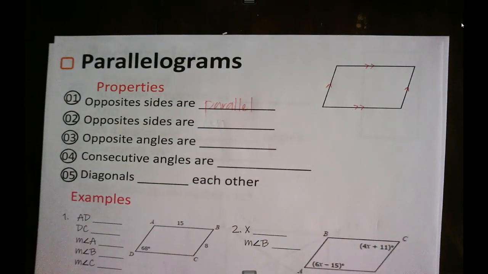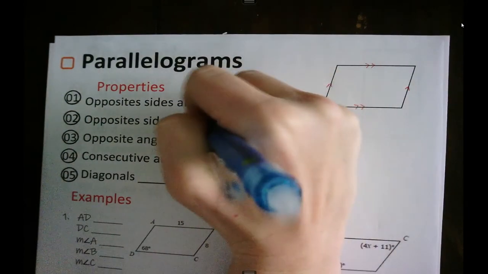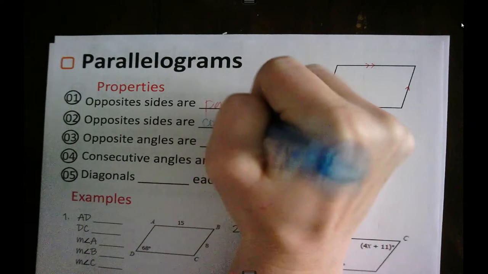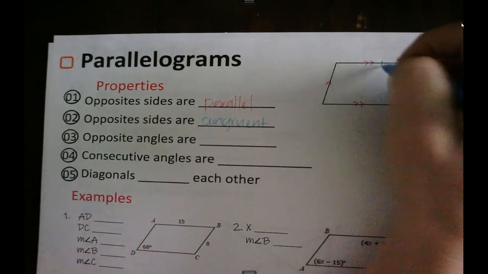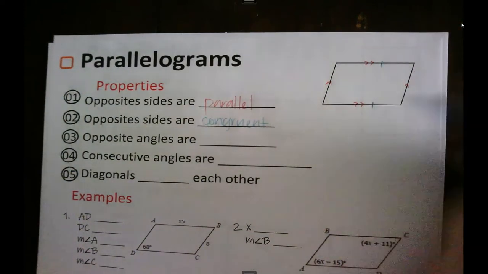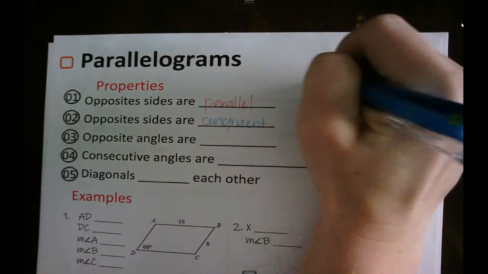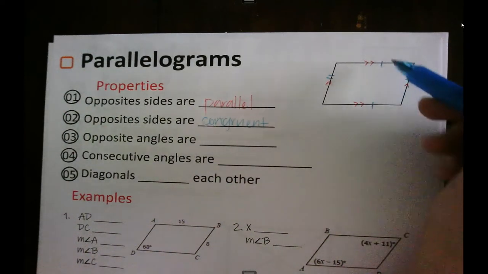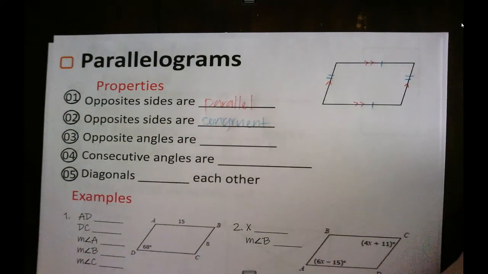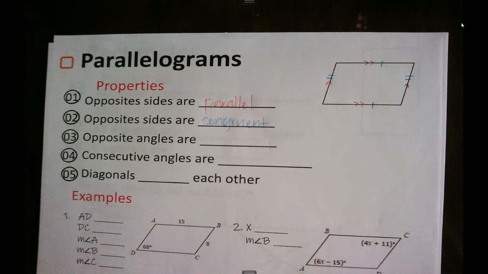congruent, meaning that they're the same size, right? So what does that mean? That means that this side is the same length as this side. This side is the same length as this side. So if this top was 10, this bottom would be 10, right? That's what congruent means. All right.